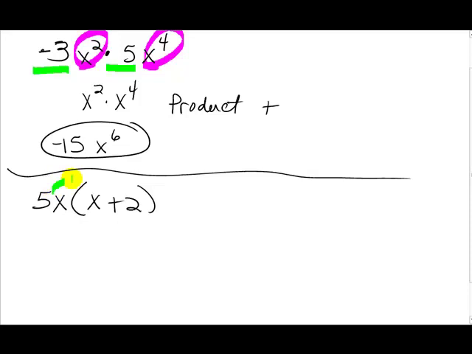We'll use our distributing again here. And so 5x is going to be multiplied times x and the plus 2. So we'll have 5x squared plus 10x.